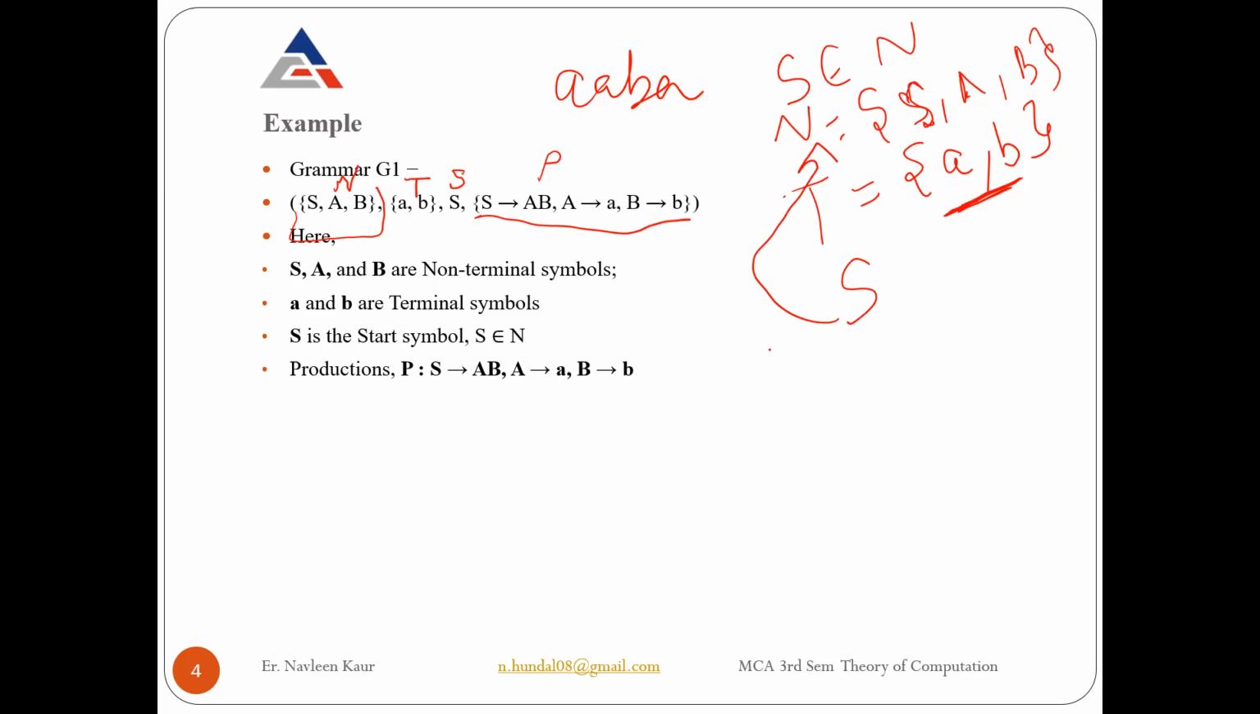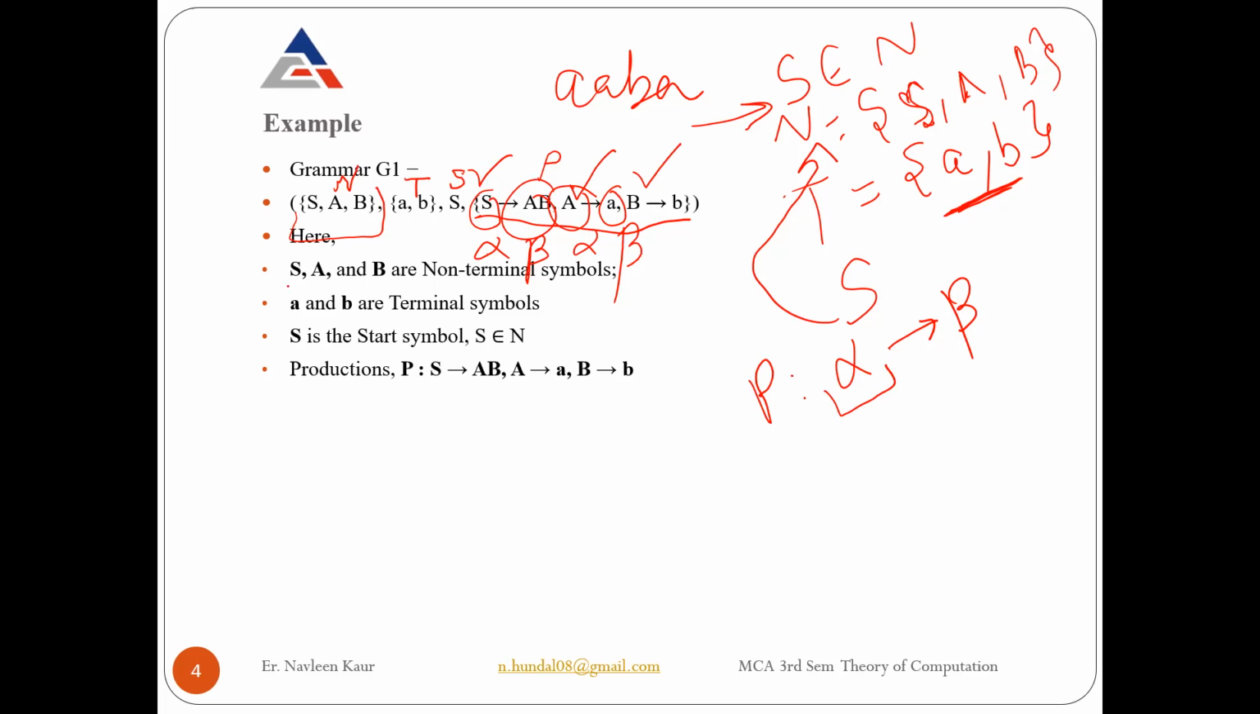Can you see the production rules are of the form alpha to beta? The left part is represented as alpha, the right part is represented as beta, and so on. So production rules are always of the form alpha and beta. And what was mentioned is that in alpha, at least one symbol should be from non-terminal. Here S is a non-terminal, here A is a non-terminal, here B is a non-terminal. So this grammar satisfies all the rules of the grammars.